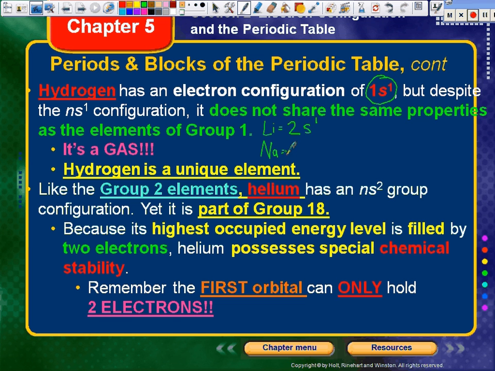Well, let's move down. Potassium. Potassium starts at what row? Starts at 4, what letter? And then the first one. So do you see a theme? Does hydrogen's electron configuration match with all the other group 1s? That's why it fits there. So, hydrogen has electron configuration of 1s1, but despite the configuration, it does not share the same properties because, duh, it is a gas. Hydrogen is that unique oddball that can kind of fit into several places.